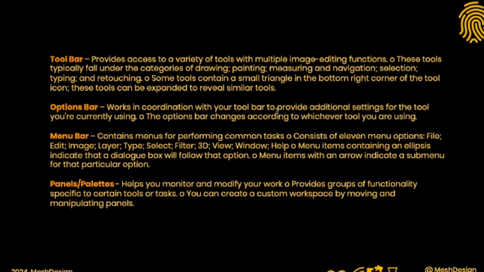The menu bar contains menus for performing common tasks. It consists of 11 menu options: File, Edit, Image, Layer, Type, Select, Filter, 3D, View, Window, and Help. Menu items containing an ellipsis indicate that a dialog box will follow that option. Menu items with an arrow indicate a submenu for that particular option.